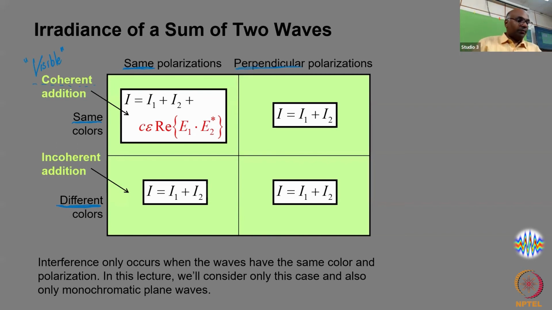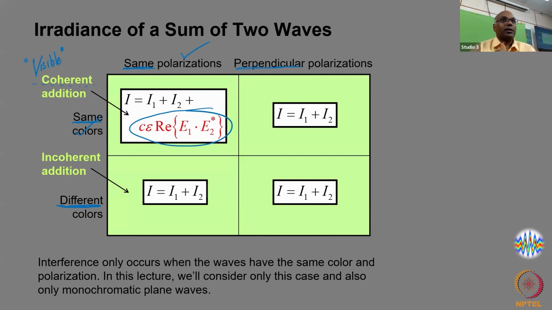So we have essentially a visible interference only in the one condition, the sweet spot on this table, where the two interfering waves have the same polarization and also the same frequency. Only then is the summed up irradiance going to contain this all important interference term, the cross term containing E1 and E2 star.